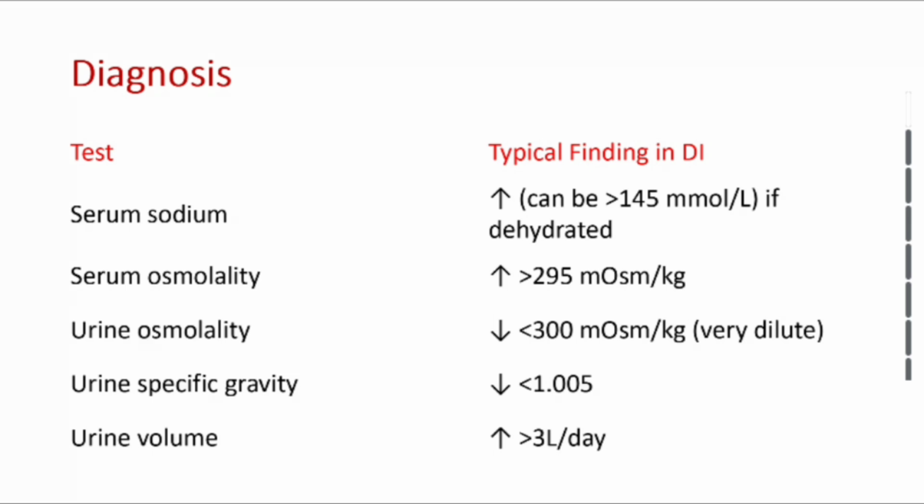Diagnosis. We have the test and typical finding. Serum sodium is increased, more than normal. Serum osmolality is also increased. Urine osmolality is decreased. Urine specific gravity is decreased. We have normals of these things.